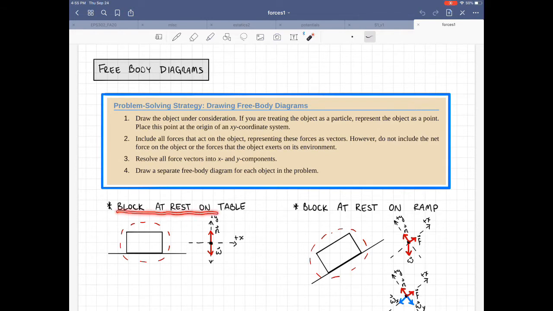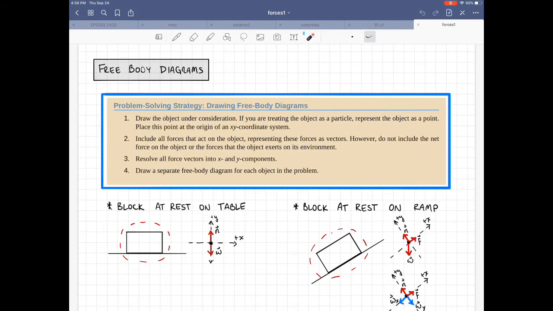Down here I've got a block sitting at rest on a table. A free body diagram, we put that together to identify all of the forces acting on our object. So in this case, if my object is the block and I want to identify all of the forces, the first thing I'm going to do is create a coordinate system. I've got my traditional coordinate system, x is to the right, positive y is up. And then I want to represent the object with a dot.